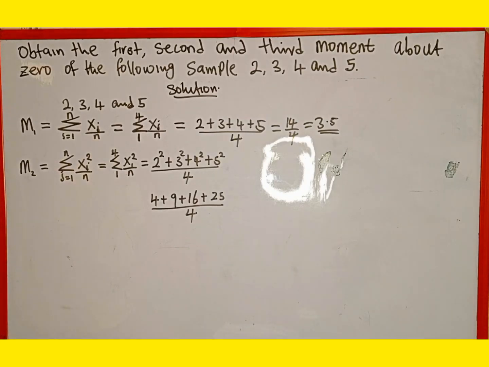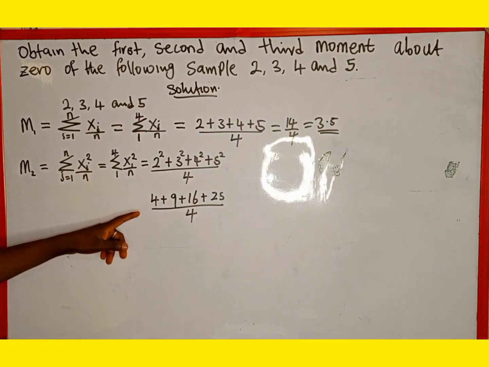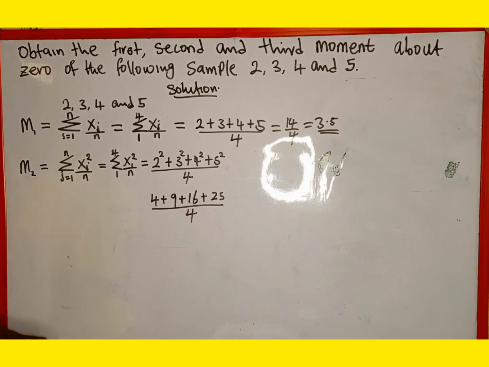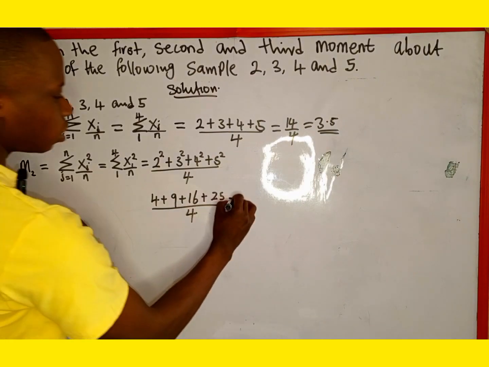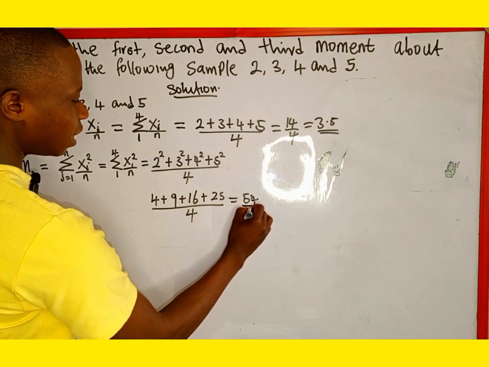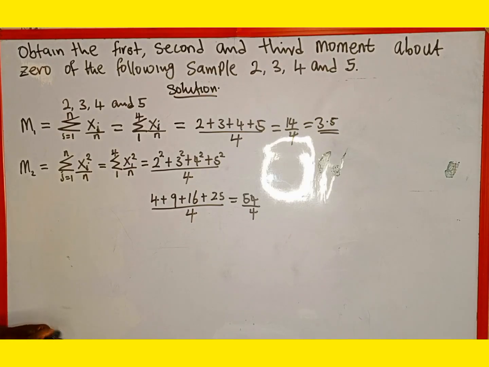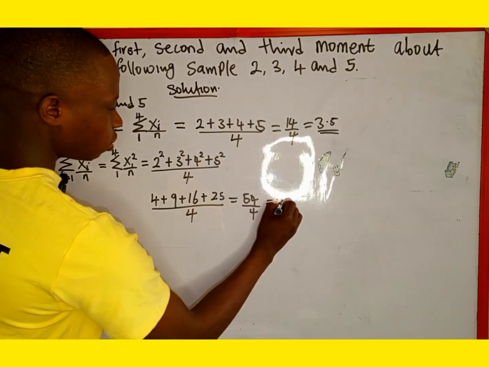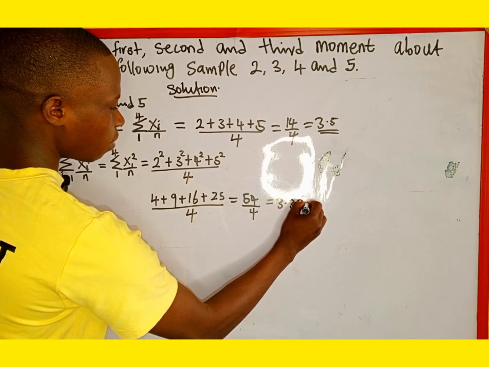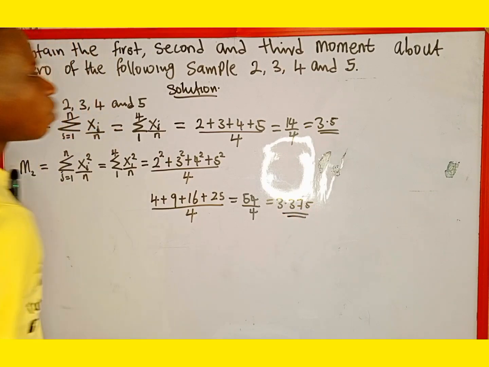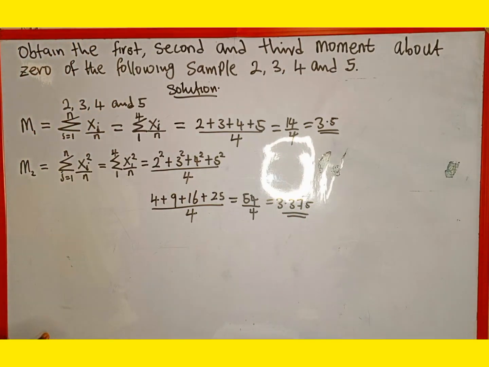So now the next thing we are going to do is to sum up this data. 4 plus 9 plus 16 plus 25 is going to give us 54. So we're going to have 54 divided by 4. And if you press your calculator and divide 54 by 4, it's going to give us 3.375. So this is the second moment about zero of this given data.